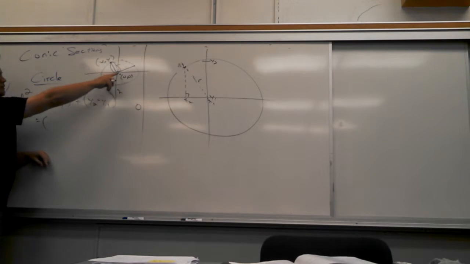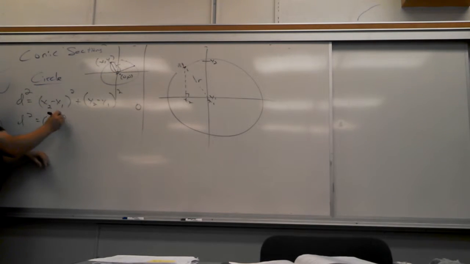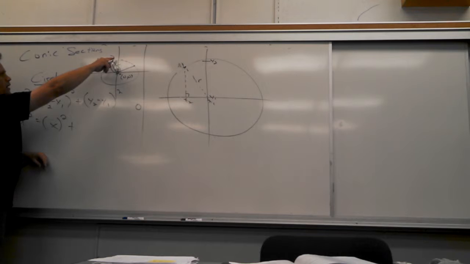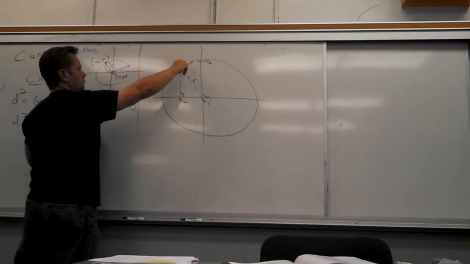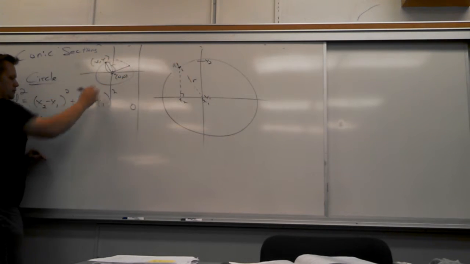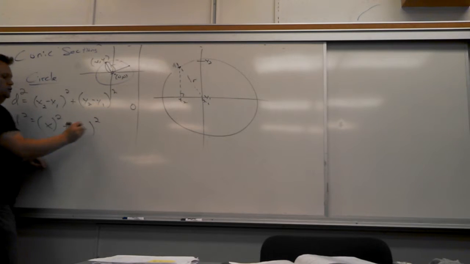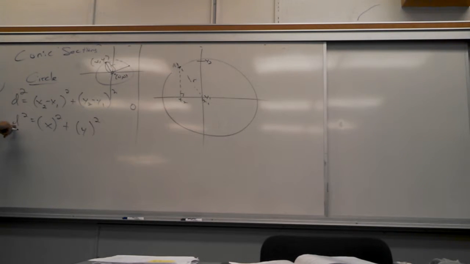What's x minus 0? So it's x. And what's y2 and y1? Y and 0. So y squared. And instead of saying a d here, what is that distance supposed to be? R. So we get x squared plus y squared equals r squared. That is the fundamental definition of a circle that is centered at 0, 0. Let me let you absorb that.